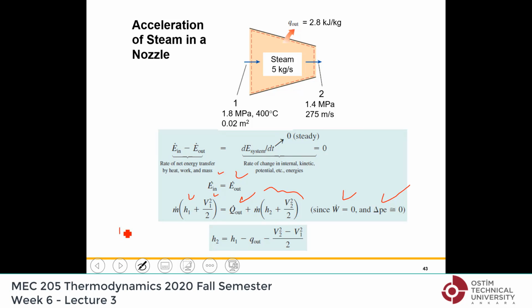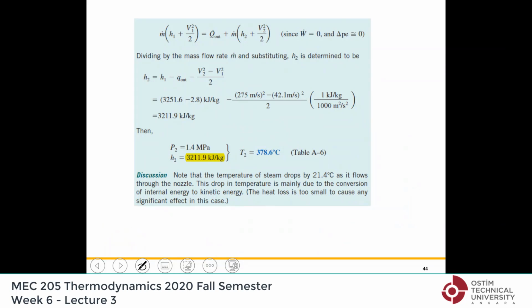If you divide the whole equation by mass flow rate, you will get H2 is equal to H1 minus Q out minus the change in kinetic energy. So this is the simplified form of the energy equation. Conservation of energy requires this. So this is how you can calculate the enthalpy at the end. Obviously, it depends on how much heat is lost, and of course the initial enthalpy, and also the change in kinetic energy, because that change also should appear in the final enthalpy there. Okay, so this is the relation.